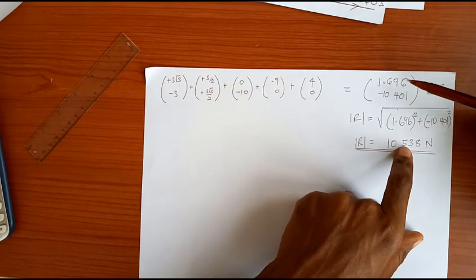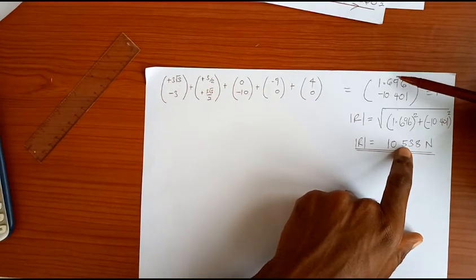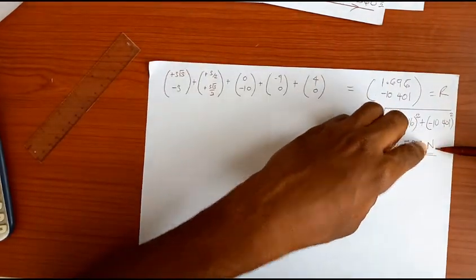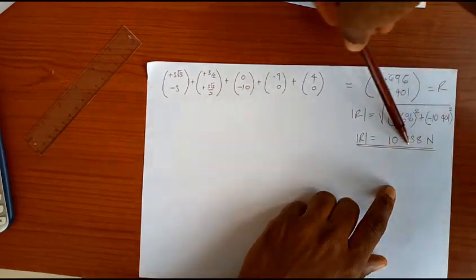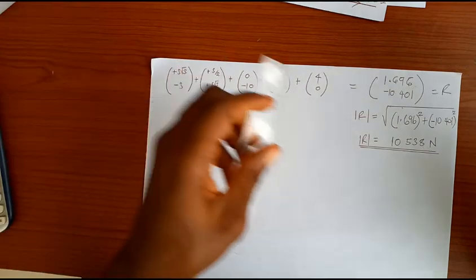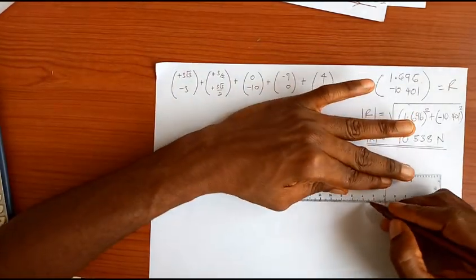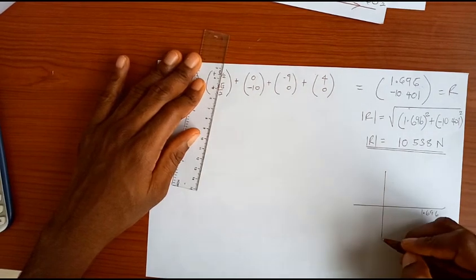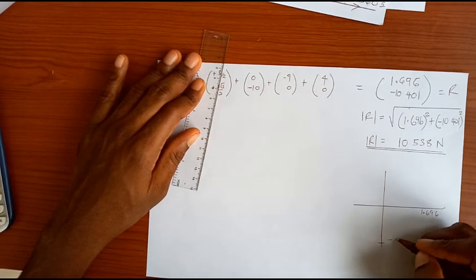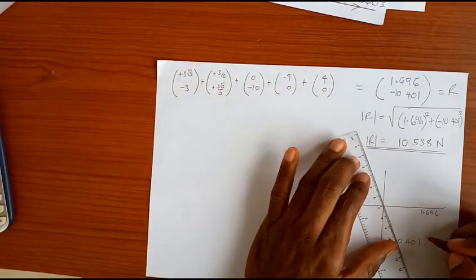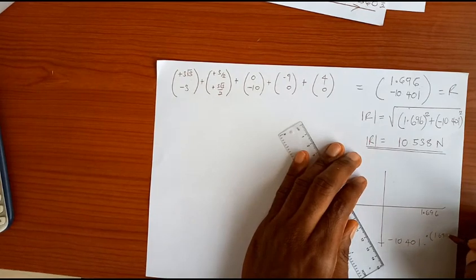Okay? Remember, even with this, it tells you the direction because you have to sketch. You have a positive side on the horizontal, a negative side, and it shows you the direction in which the force is going. So assuming I wanted to sketch this, I will do this. So I have 1.696, this is not to scale, and negative 10.401. So you see, this is where I have the 1.696, negative 10.401.